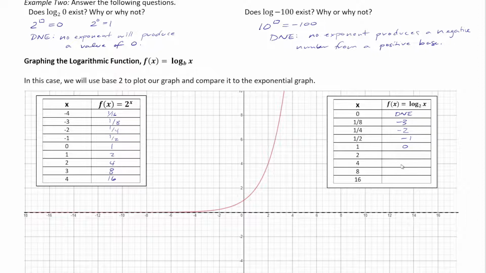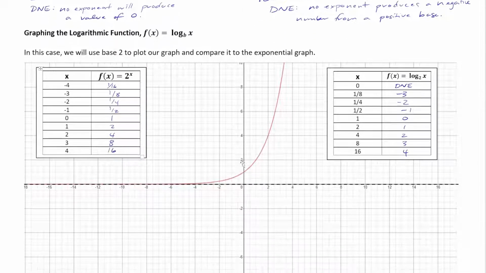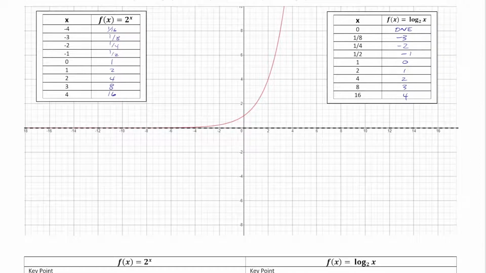Okay. And then I have 1, 2, 3, and 4. So this allows me to plot the logarithmic graph. And so I'll go ahead and do that, and I'm just going to pause the video and get that completed so you can try doing the same.